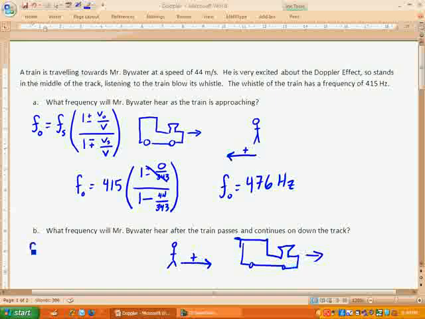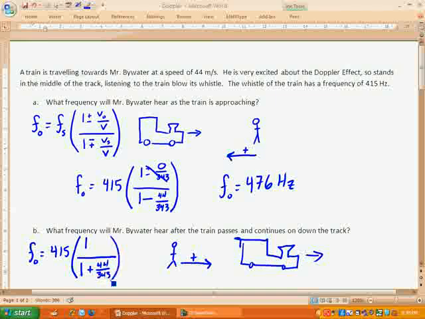So the frequency that the observer hears is equal to the frequency of the sound, which is 415 hertz, times 1 plus or minus the velocity of the observer, which is still 0, over 1. Now it's going to be minus or plus. The train in this case is moving to the right, which according to our convention, remember, observer towards the source is our positive. So that means that the train is now going plus 44 meters per second over 343.